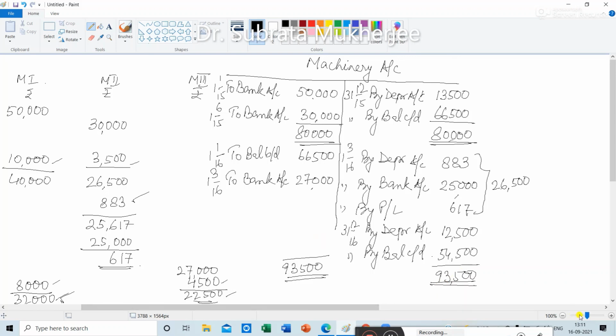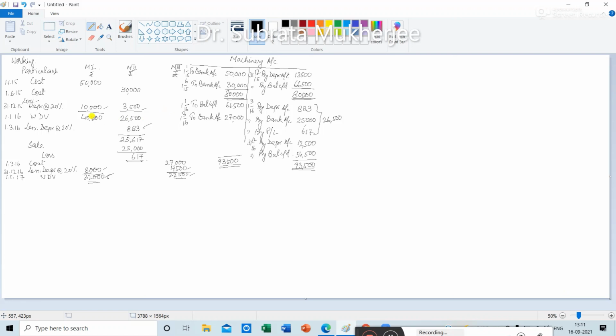So in one screen, I am presenting here. On the left hand side, I have shown you the working, the entire working. And on the right hand side, I have prepared the machinery account.